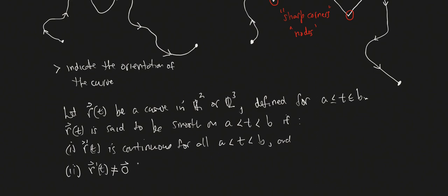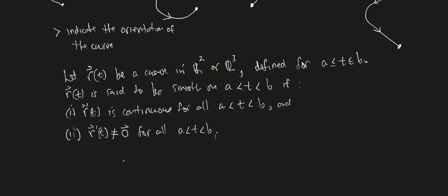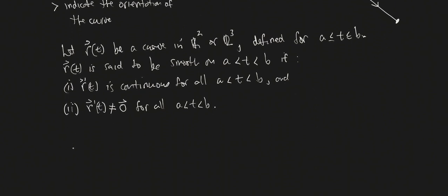So for all t in this interval, if we make sure that our derivative vector is never equal to zero, then our curve is always going to be nice and smooth, right? So let's take a look at something. Let's look at an example of this.